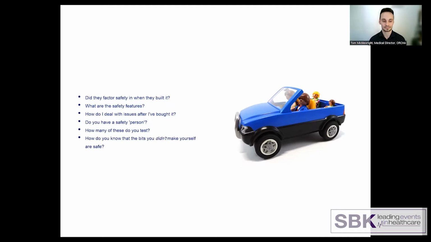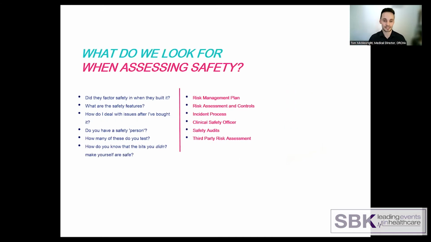And next slide. And the final thing you want to know is if you're buying a car from Toyota and they use airbags from somewhere else or a GPS system from somewhere else, how do they make sure that those bits that they haven't built themselves are also safe? Next slide. And thinking about it in that way explains some of the things that we look out for when we're assessing digital health technologies.